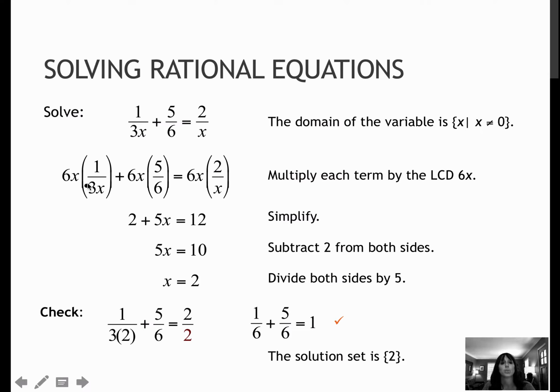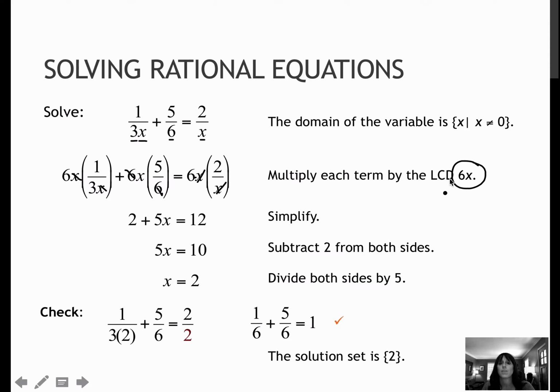Now I'm going to look at 3x and 6 and x and say, what would be my LCD? The LCD would be 6x, because I would take the 3 from here, the 2 from here, really, because it's 3 times 2, and the x, the most number of times it happens is once. So 6x is my LCD. If I take the first value times 6x, the x's cancel, 6 over 3 reduces, and I get 2. Here the 6's cancel, and I get 5 times x, which is 5x. And here the x's cancel, so I get 6 times 2, which is 12.